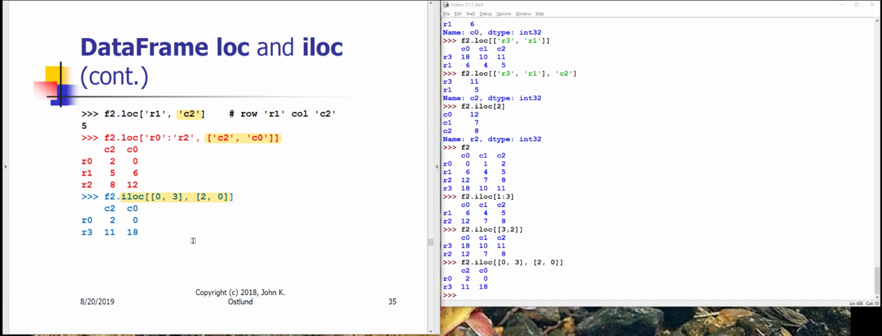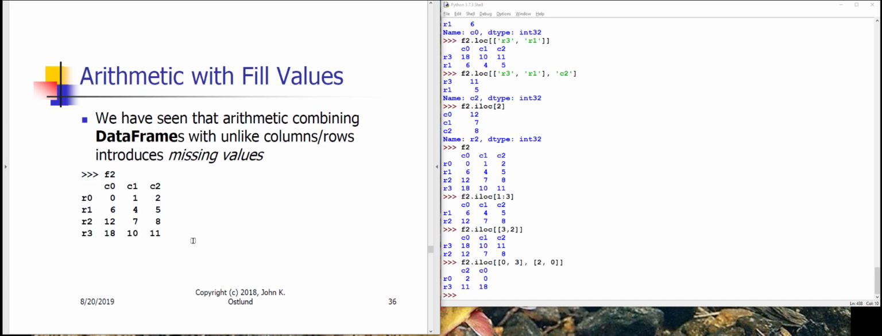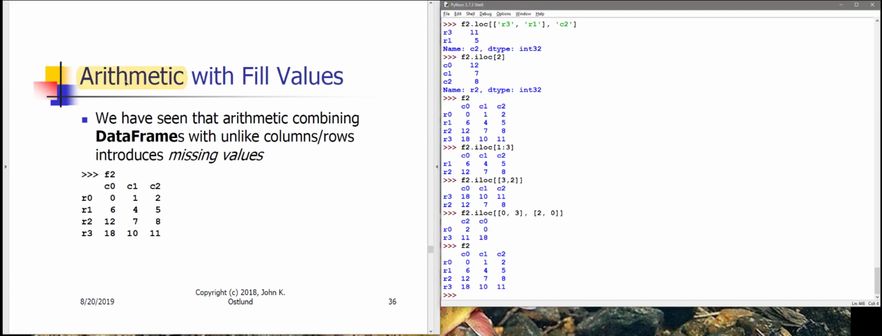All right, well, I think that's enough fun and games with accessing individual rows and columns, slices of rows and columns, fancy indexes on rows and columns, Boolean indexes, etc. Let's turn our attention to taking a look at arithmetic with data frames a little bit more. I've got my data frame F2.